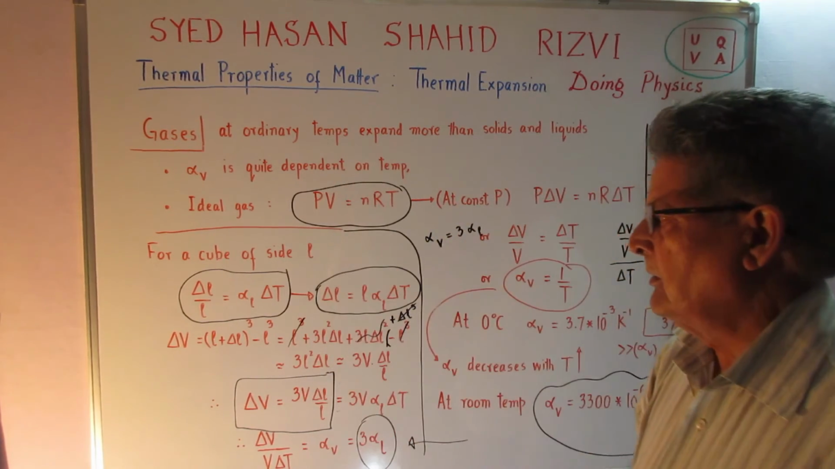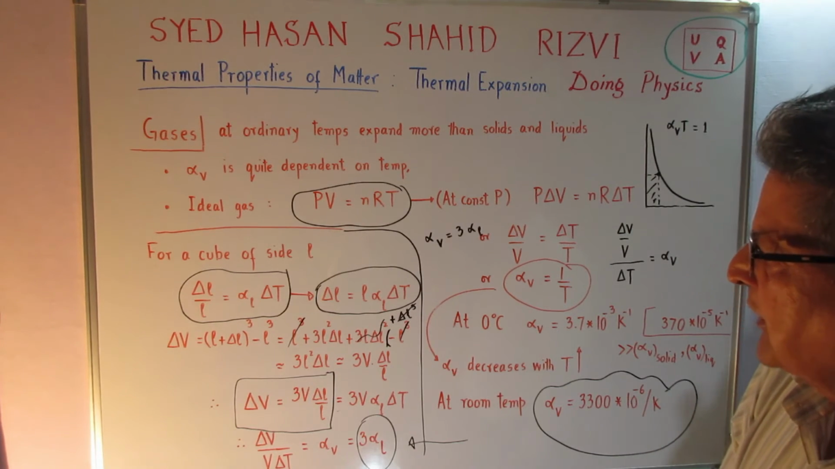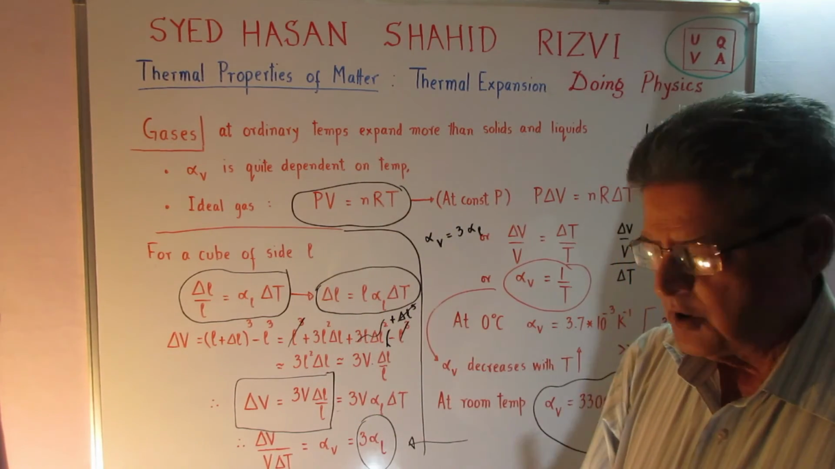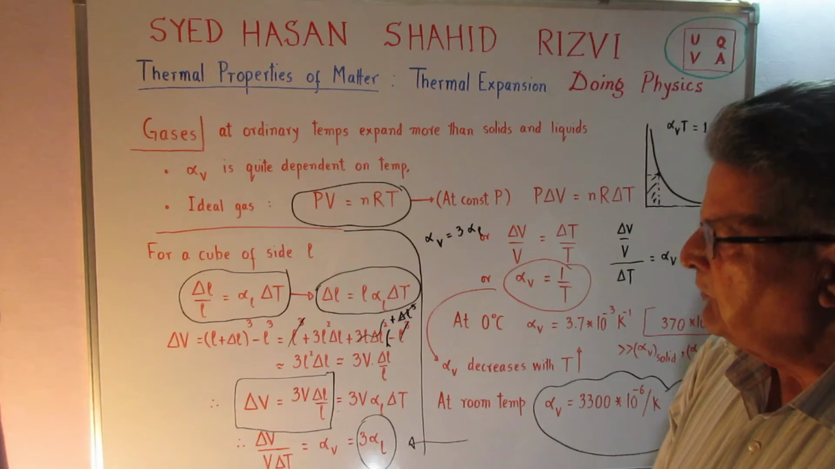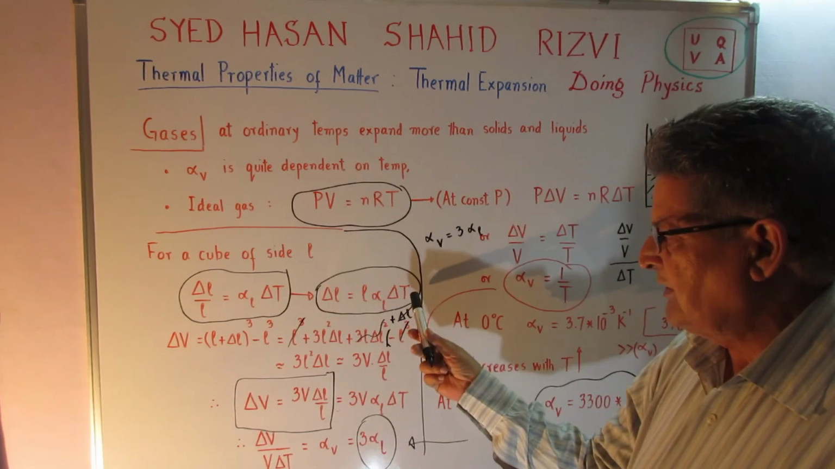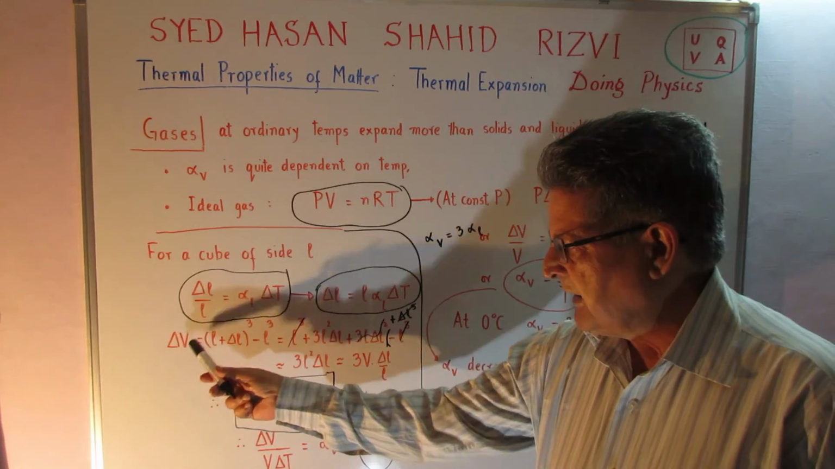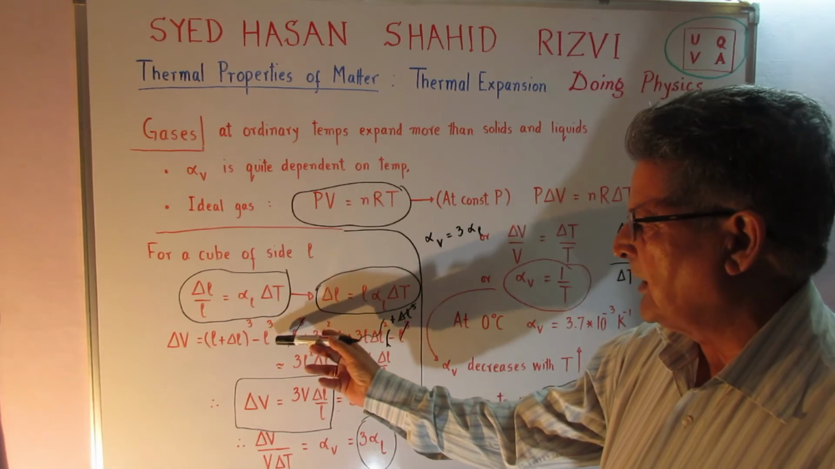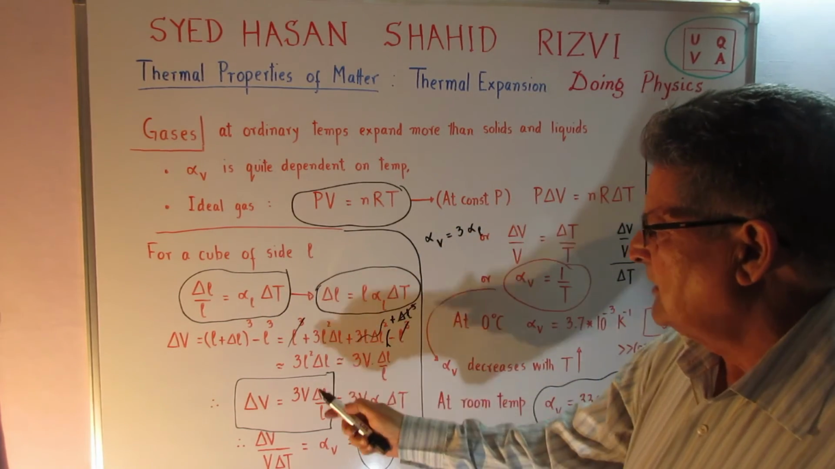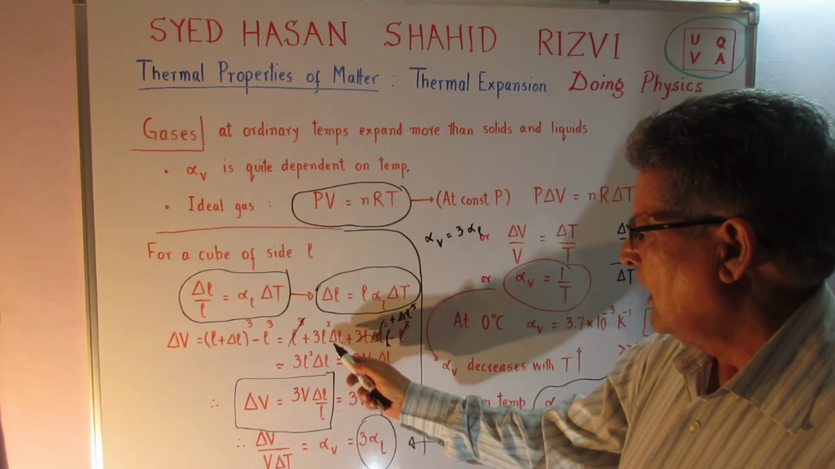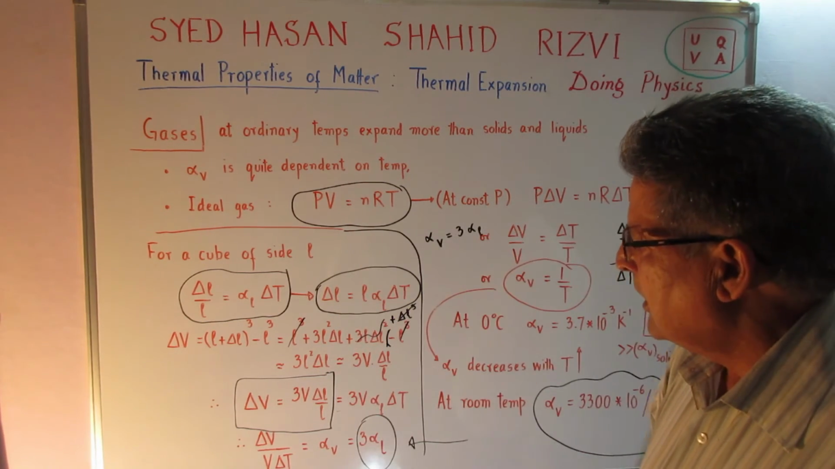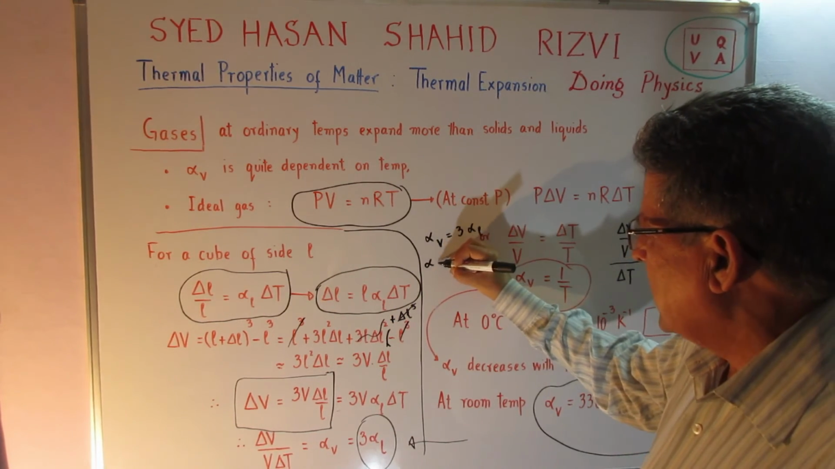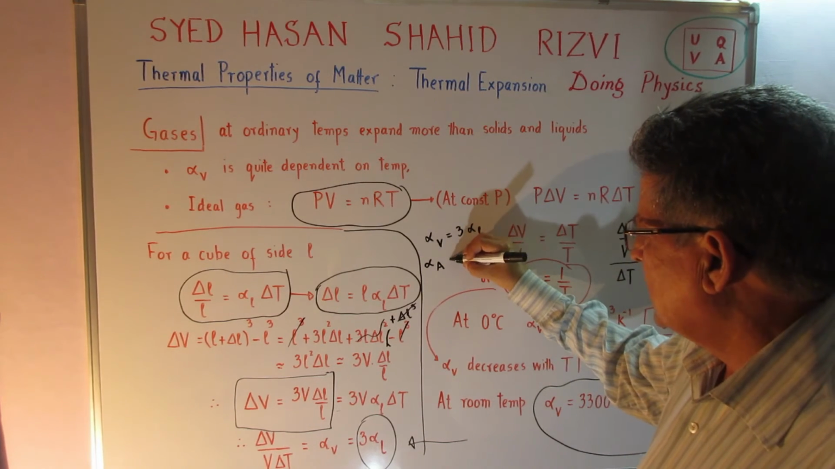In a similar manner, we can take, for example, a plate of dimensions L by L. Then the change in surface area, delta S, will be equal to (L plus delta L) whole squared minus L squared, and when we expand, we get 2L into delta L. We work this out, and in that case we get the area expansion, or the superficial expansion.